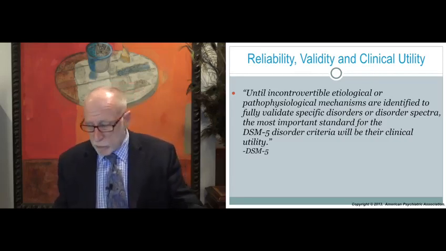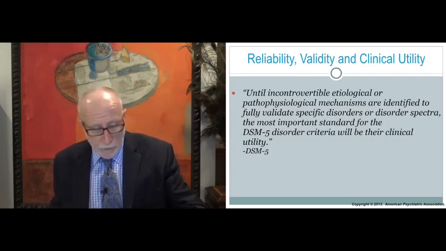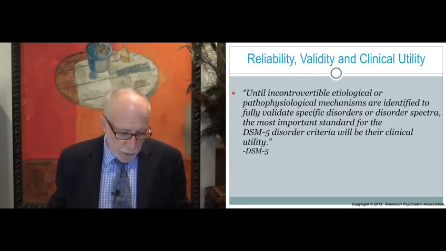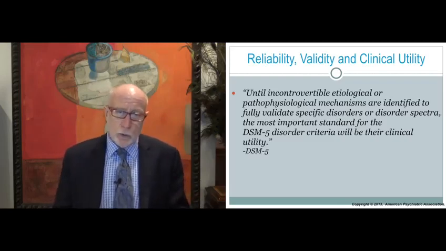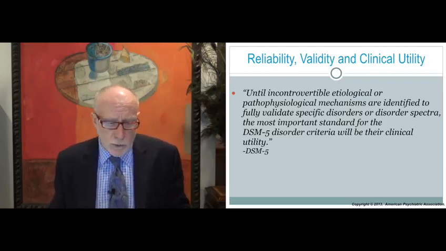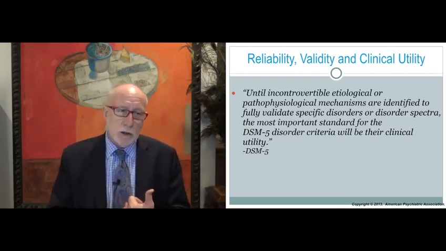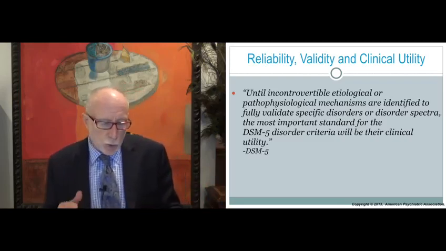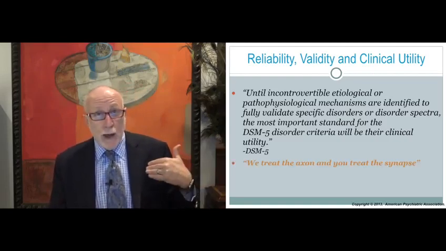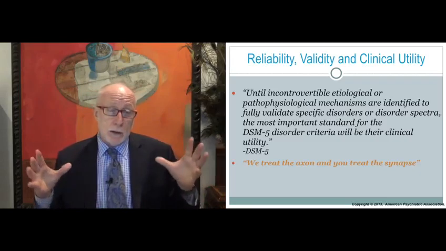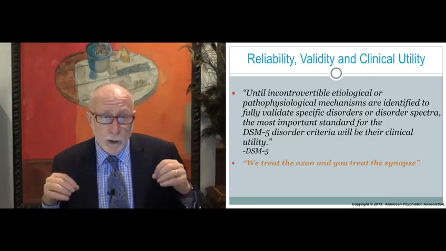At the American Psychiatric Association convention, when they launched the DSM-5, there was a cute little joke going around, underscoring the neurobiological orientation of the DSM-5. In this joke, a neurologist is talking to a psychiatrist, and the neurologist says, "We treat the axon and you treat the synapse." It's this notion that the orientation is a thoroughly psychobiological one.